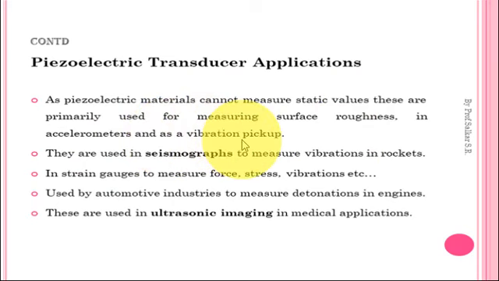So as the piezoelectric transducer gives us an alternating electric voltage, it has a high frequency response. The alternating voltage has a high frequency response, and that is why they can be used in accelerometers and as vibration pickups. Accelerometers are mostly used in vehicles. Also they are used in mobile devices to calculate vibrations. So in those particular applications, we use the piezoelectric transducer.